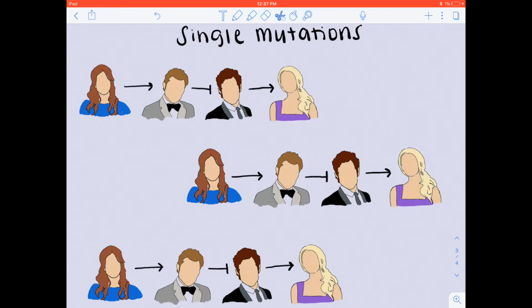We're now going to be talking about single mutations, and in this first mutation, the Blair gene is going to be eliminated. This means that there is now nothing activating Chuck to be able to repress, which means Dan will be able to activate Serena, and the Serena gene will be able to be transcribed.